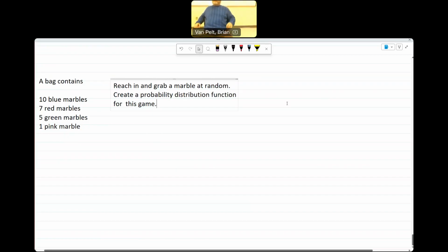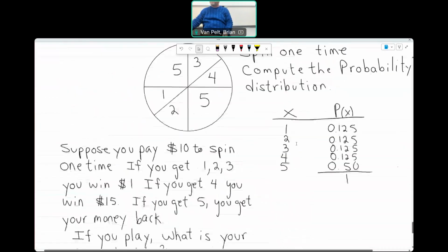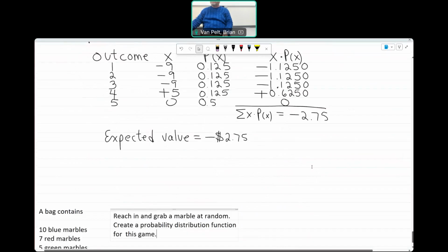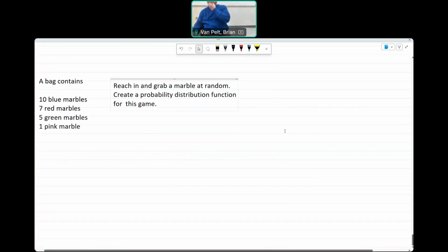All right, so there's your task. Reach and grab a marble at random, create the probability distribution table. That's what we just did last time. That's this guy up here. Create me one of these things. So you can do decimals or fractions. I really don't care what you use. Go ahead and use that to make the probability distribution.